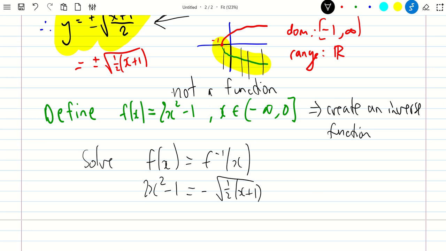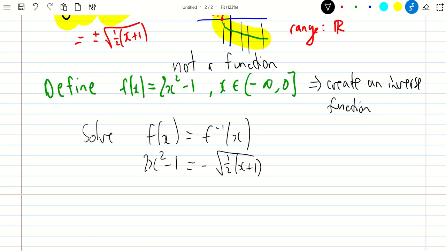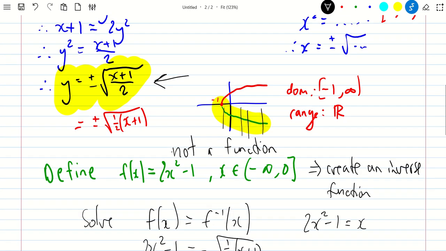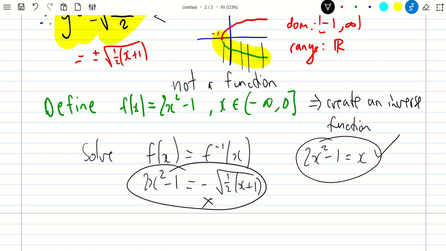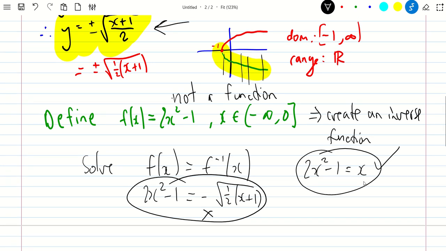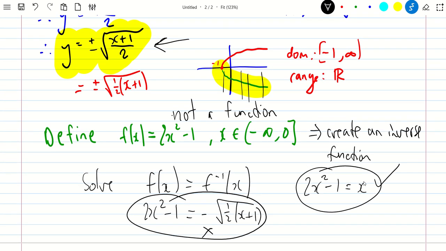These can be a bit horrible to solve, if you're just trying to find the intersecting point. A much easier way would be to go, well, it's where 2x squared minus 1, so one of the functions, is just equal to x. Because that's where it crosses the line y equals x. Much easier to solve this than that there. Okay, so that's just a little tip. If you're asked to find the intersecting point of a function and its inverse, it's much easier to solve one of the functions equal to x, and that will give you your answer. Hope that makes sense. See you in the next video.